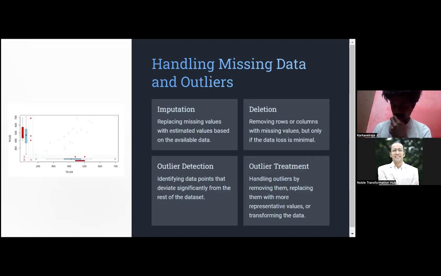So outlier treatment is handling outliers by removing them, replacing them with more representative values, or transforming the data. So this is how we can do outlier treatment. First is to find the outliers through detection and then the outlier treatment. So this is how you manage handling missing data and outliers in data science.